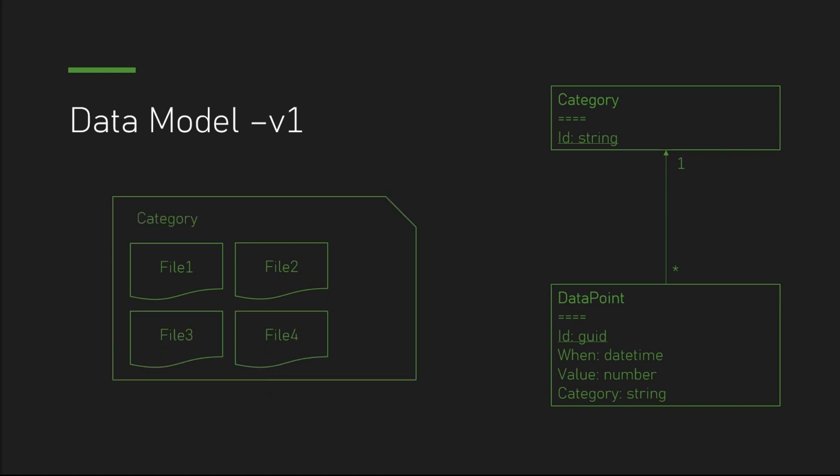Now, if one category maps to one folder, then the data points in it could be mapped to files inside a folder. Each file will have a globally unique file name. The file contains content for the data point, like when it happened and what the value is. Now let's take a look at what would happen for the same scenario.